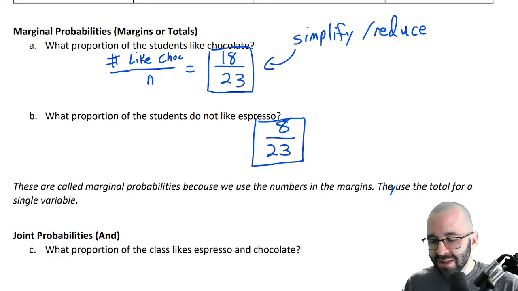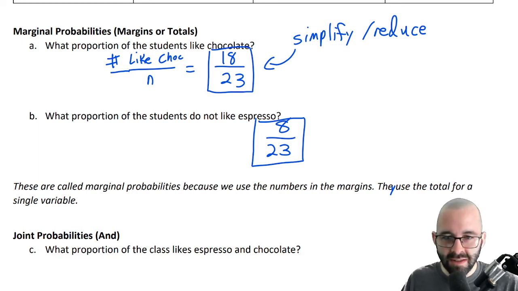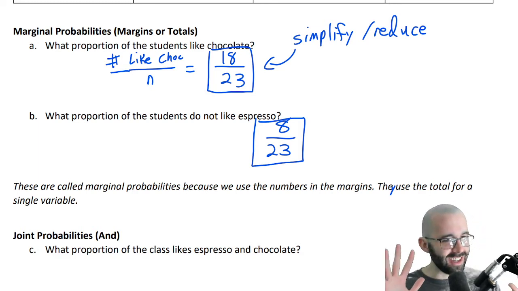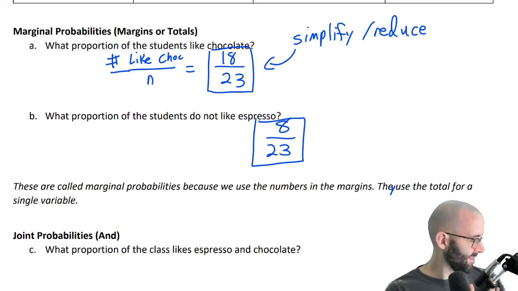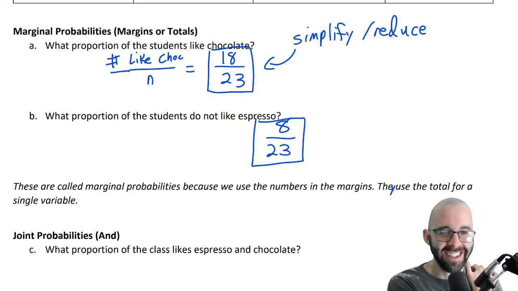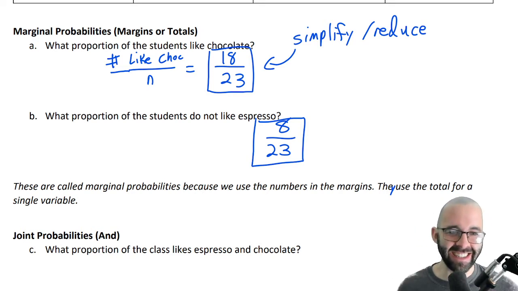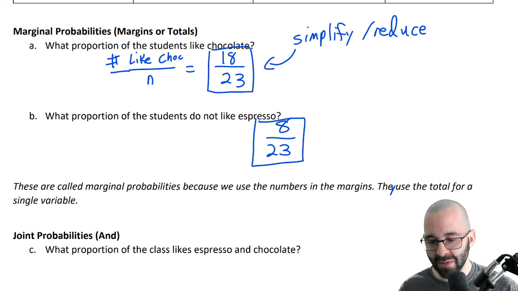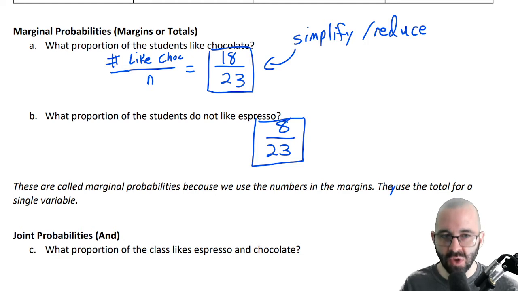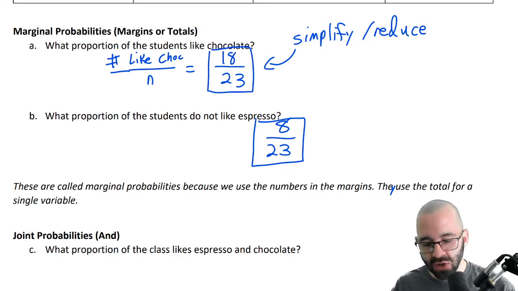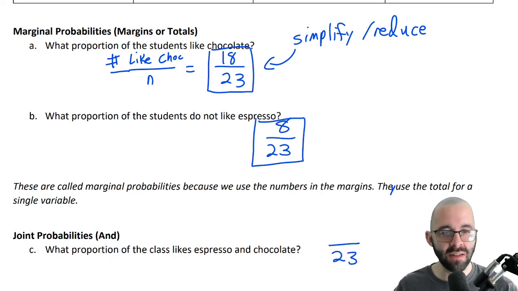Okay. Next, we're going to talk about joint probabilities. So let's look at some proportions again. No probability yet. Oh, goodness. No probability yet. And let's use something that we call joint probabilities. And a lot of times we associate that with the word and. So what proportion of the class likes espresso and chocolate? And again, we're looking at everyone in the class.